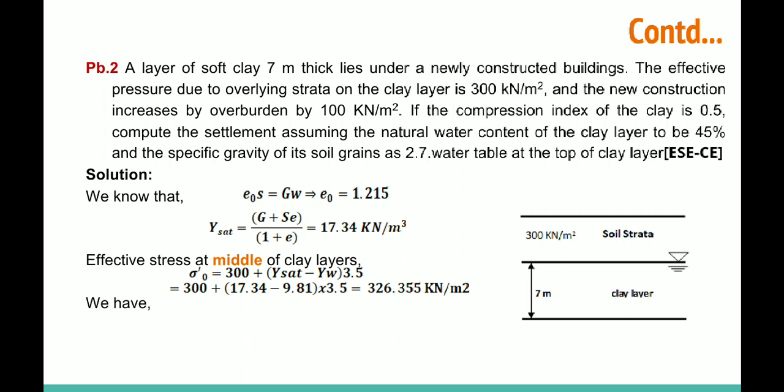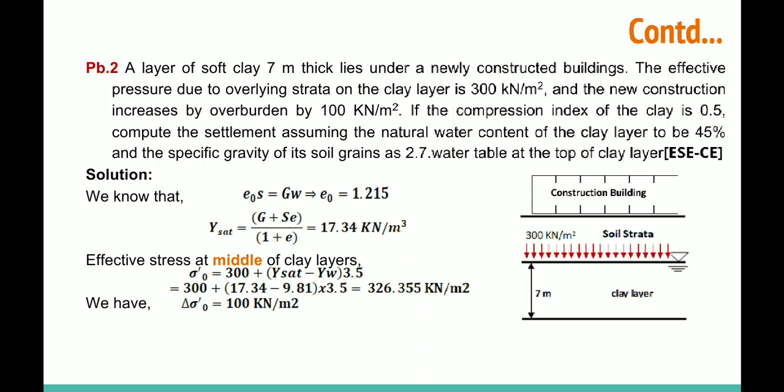Again we have the change in the effective stress, and the change in the effective stress is occurring due to the newly constructed building. This is the construction building, and it is applying a pressure, and that is given as 100 kN per meter square. So now we can calculate the total settlement, because we have all the values which we are going to use to calculate the settlement.